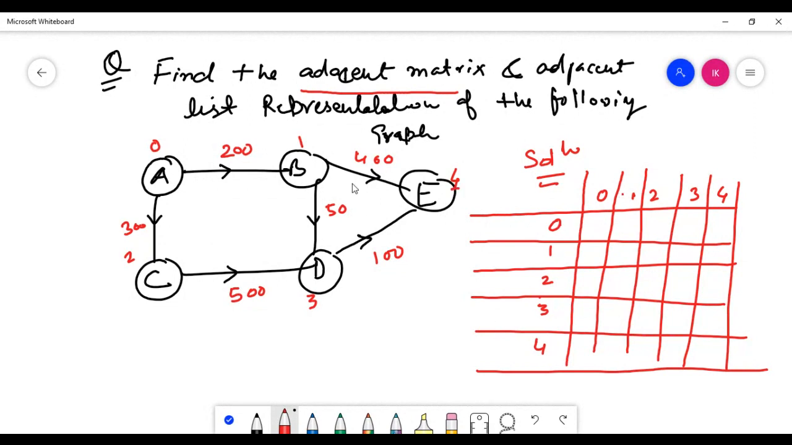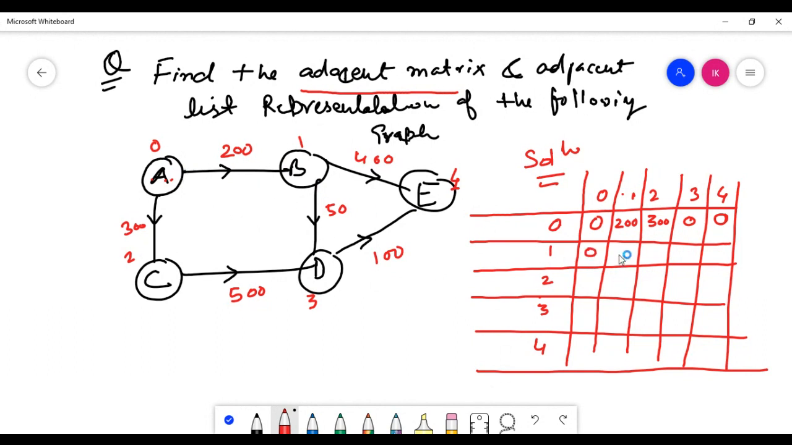Now, 0 to 0 means A to A. A to A is 0, nothing. 0 to 1 means B, that is 200, so write 200. 0 to 2, where is 2 here? C, 300. Only take the direct edge. 0 to 3, no direct path, so this is 0. 0 to 4, no direct path, this is also 0. Now 1 to 0, no path, write 0.